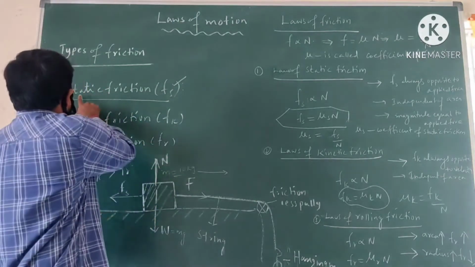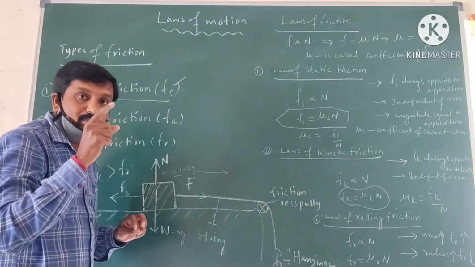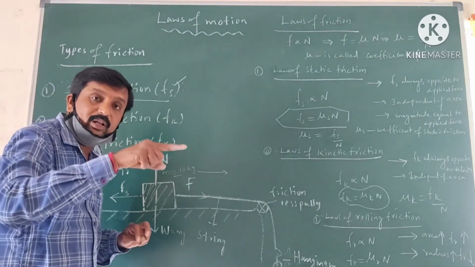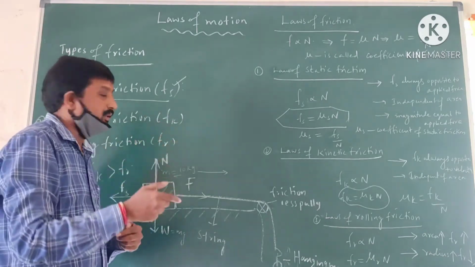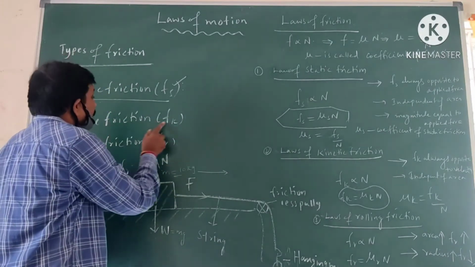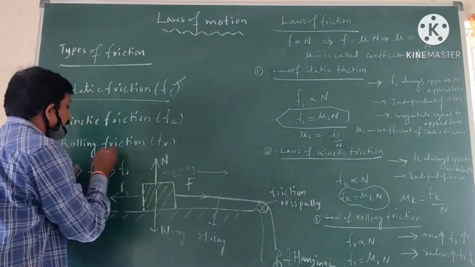Okay. The maximum friction developed between two bodies when they are at rest is called static friction. The friction force developed between two bodies when they are in motion is called kinetic friction. Okay. So what is rolling friction?